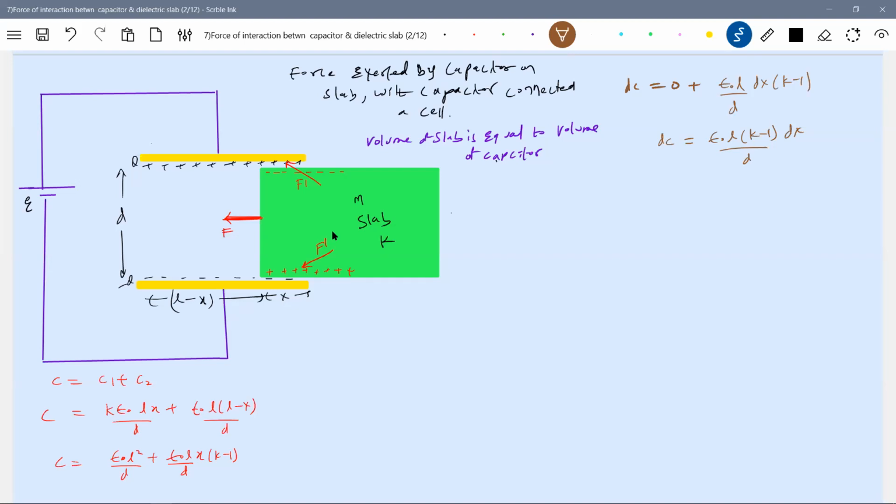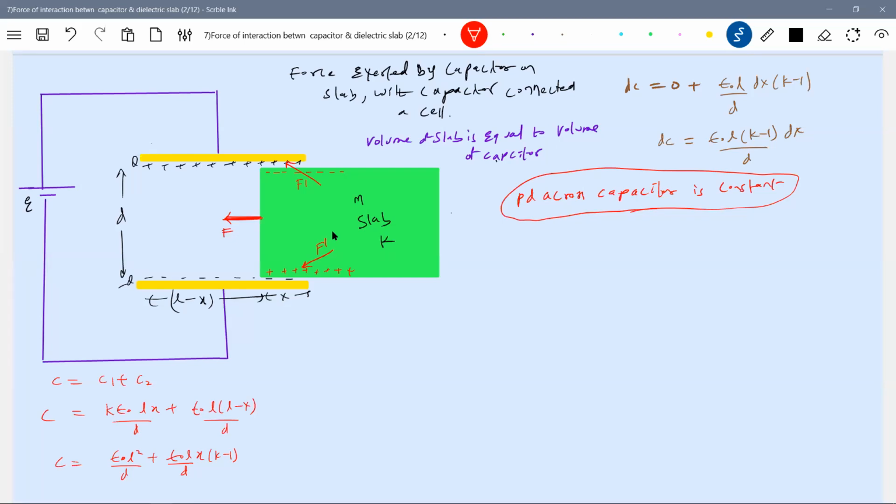Now look at the capacitor. What quantity of the capacitor is constant? Potential remains constant. I think this is something I'll put here: the PD across the capacitor is constant. This is very, very, very important. The PD, the potential difference across the capacitor, is equal to E.